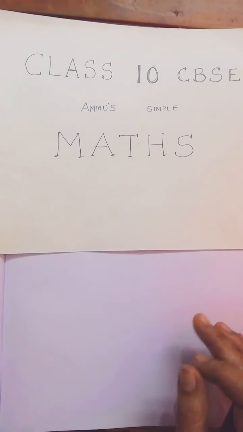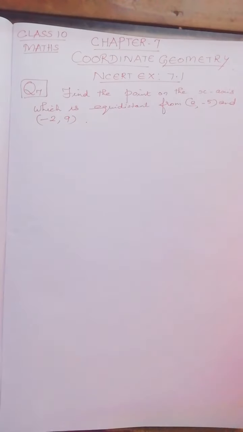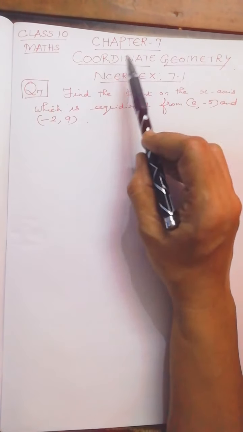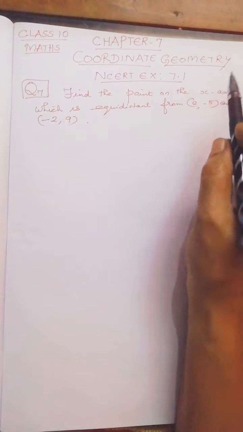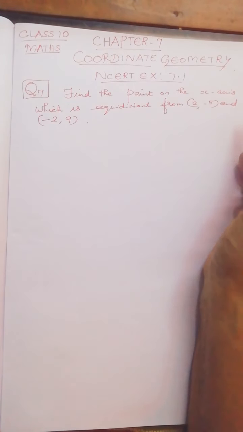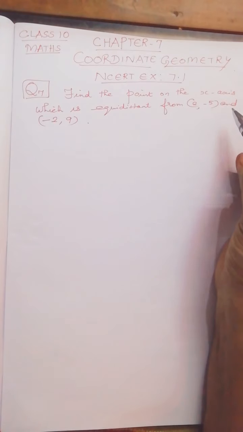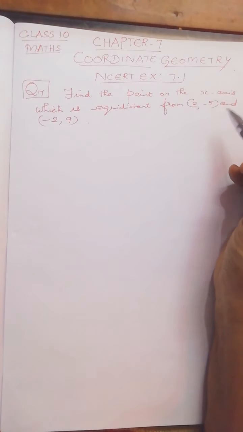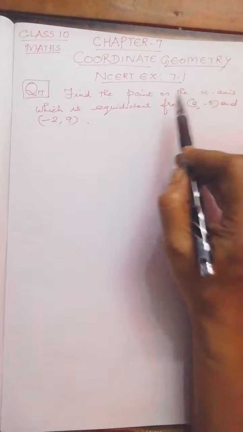Dear students, now I am going to teach you a very important question, number 7 from your NCERT exercise 7.1, for chapter 7, coordinate geometry. So far, by applying the distance formula, you have calculated the distance and found out what type of polygons can be formed by making use of 3 points and 4 points on a coordinate plane. Now this question is entirely different.